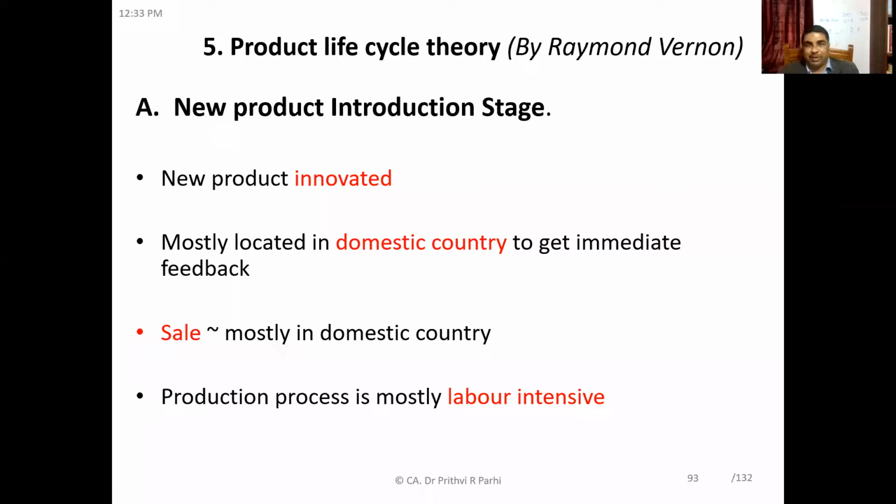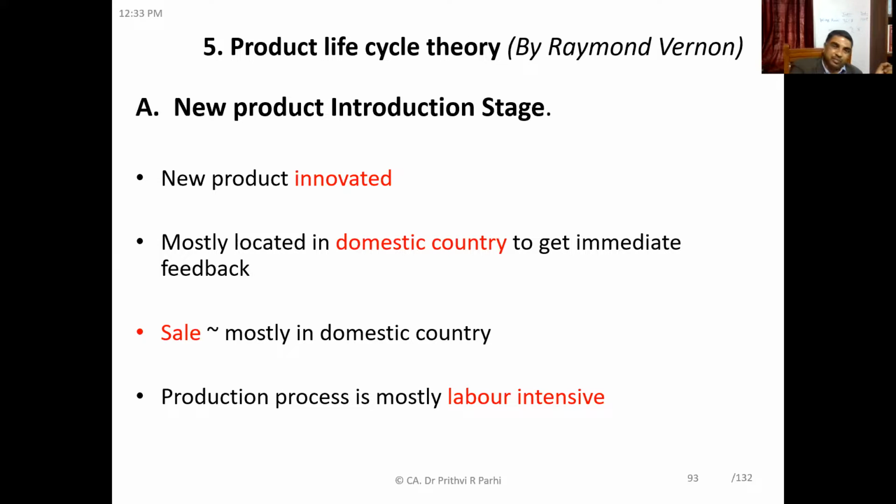So mostly at that time, what happens? Most of the production facilities are located in the domestic country, in that country itself, where it is developed. Sales mostly happens in the domestic country. Okay, export sales may not have started at that point of time. Production process, if you see, is mostly labor intensive because the product is still at the raw stage. So at that stage, hardly there will be any involvement of international business. It is located within the domestic country and marketed within the domestic country because it is at the introduction stage. Product has just been introduced in the market.